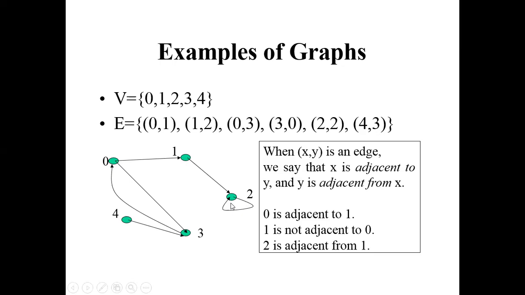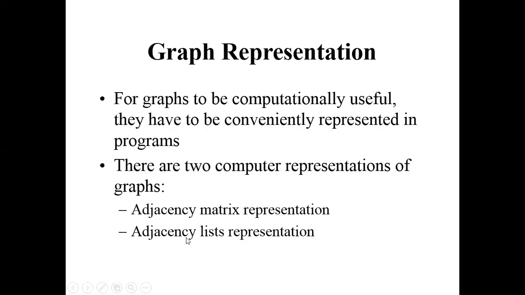For node 2, there will be no adjacent nodes, because there is no direction going from node 2 to the next nodes. So there will be no adjacent edge. For node 0, the adjacent nodes will be 1 and 3. For node 4, the adjacent node will be 3.